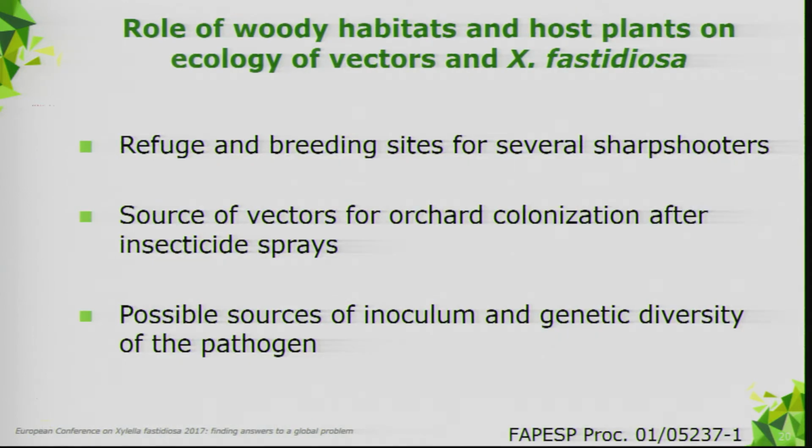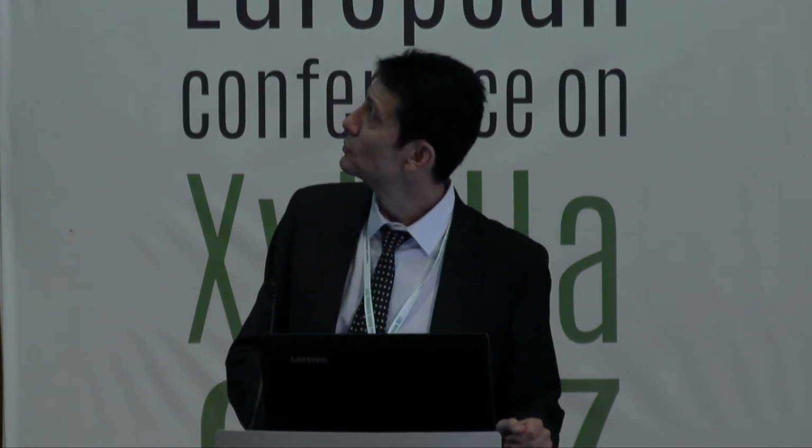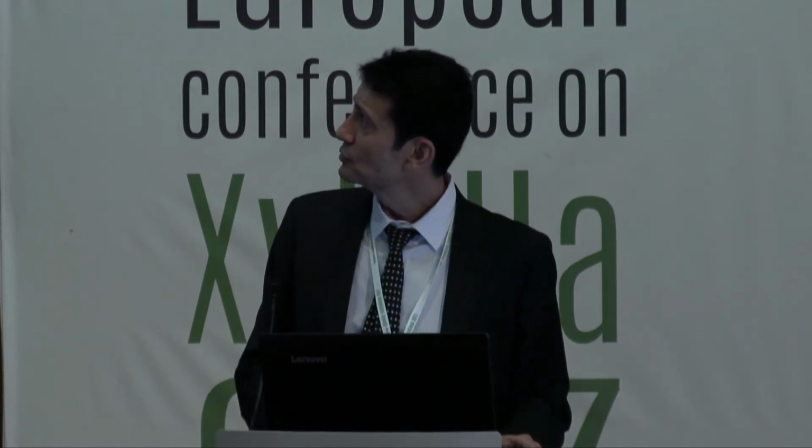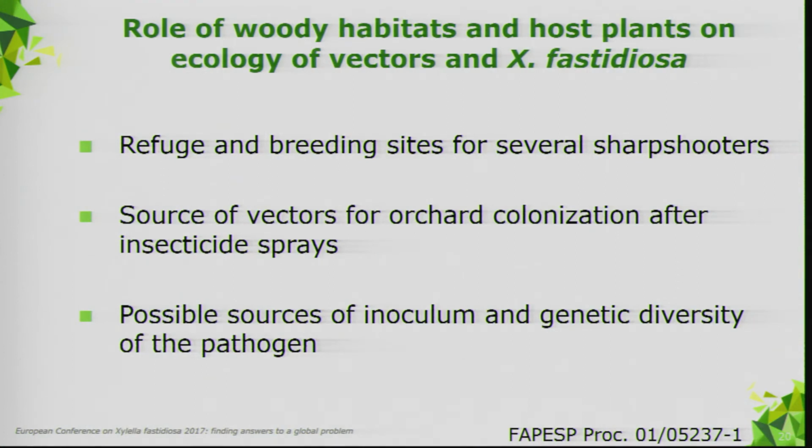But these natural habitats may have an important role in epidemiology, or in disease ecology, as a refuge and breeding sites for several sharpshooters. So when the orchards are sprayed, they go. You have a place for them to be protected and to recolonize citrus orchards later on. And they might also serve as possible sources of inoculum and of genetic diversity of the pathogen.